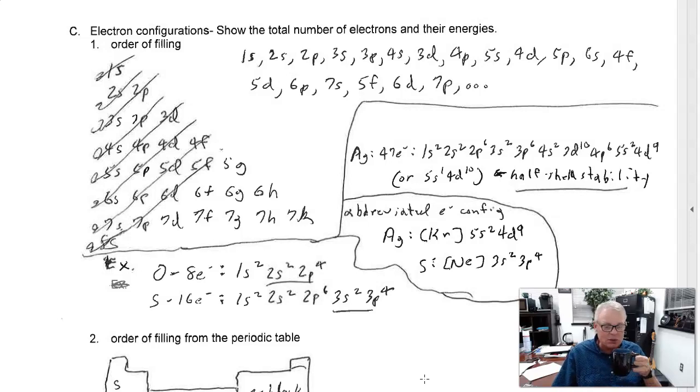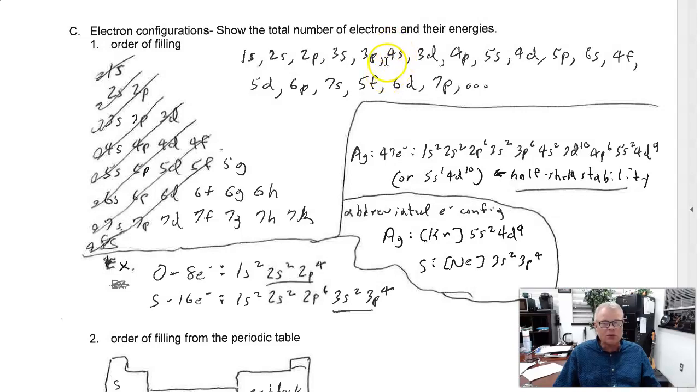Is that the way things usually work in here? Sometimes they don't, right? So what comes after 4s? 3d. Here's a subshell that belongs to a lower energy shell, but yet the whole thing is higher energy than this 4s. So what's going on there?